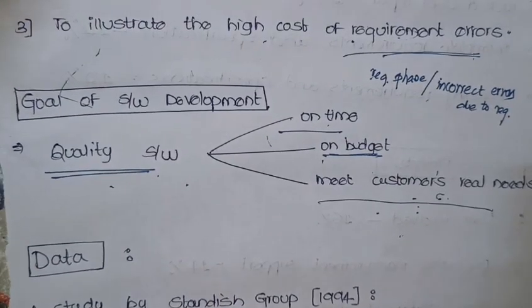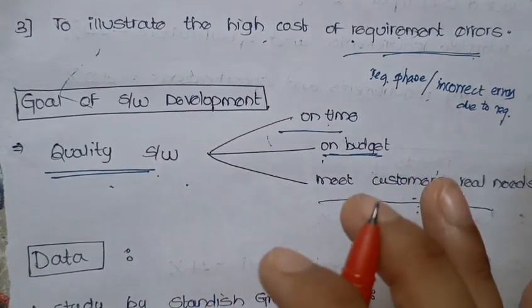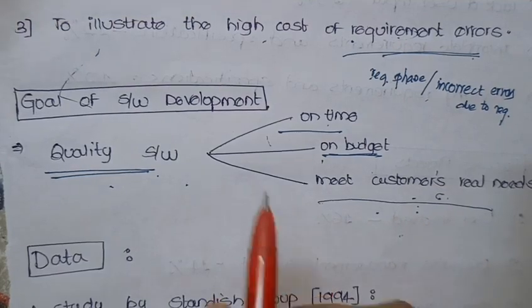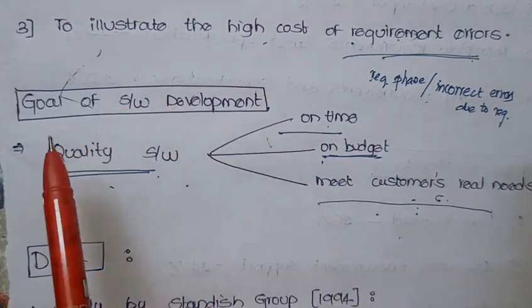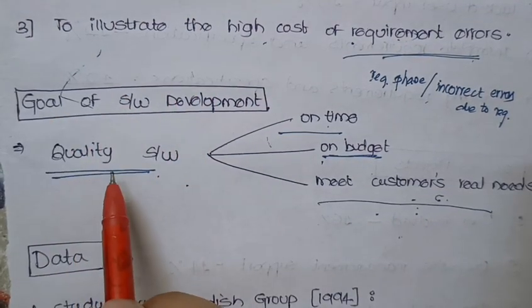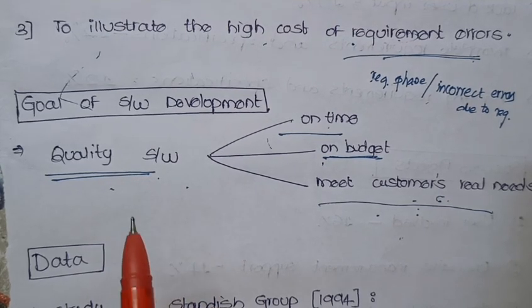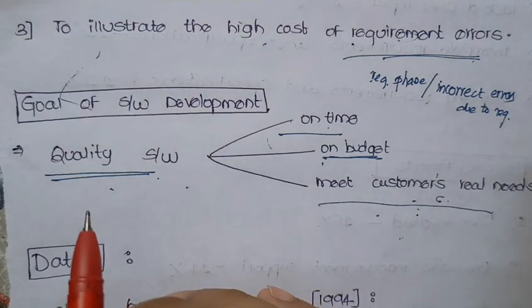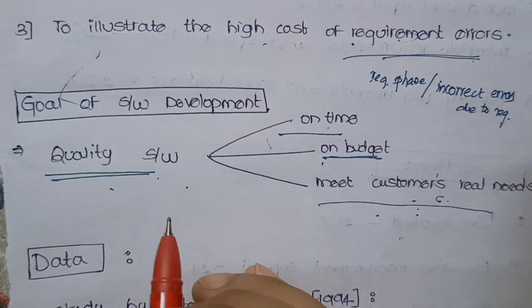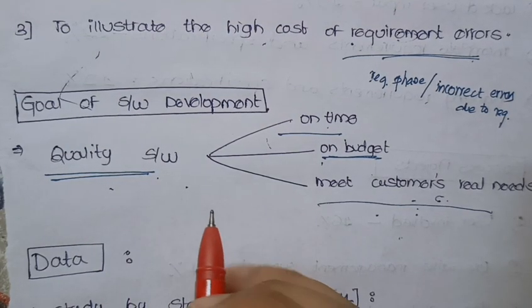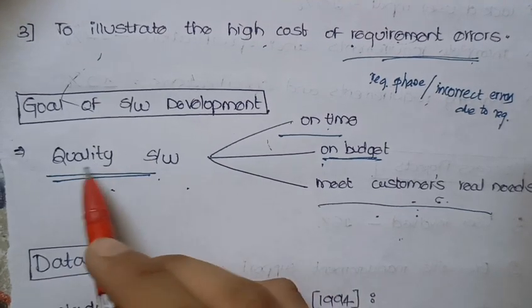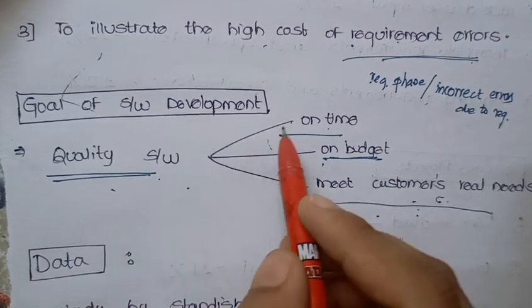So now the first thing we are going to discuss is the goal of software development. This is the first objective. So what is the goal of software development? The main goal of software development is to create quality software. What is quality software? Quality software can be described as software which meets the quality standards described by the standards committee, and quality software development should also be done on time.